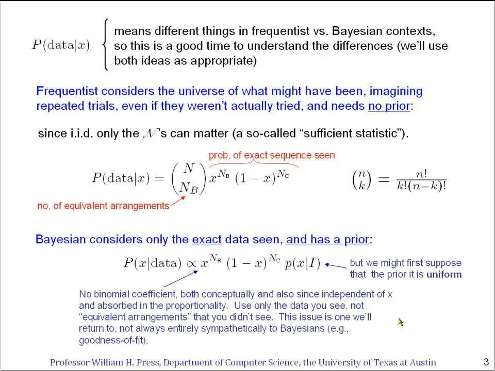We're going to return to this issue because if it sounds a little bit dodgy, well, it is in some contexts. We're not always going to be Bayesians. When we get to the topic of goodness of fit, we'll see what a problem that is for Bayesians and how easy it is for frequentists to think about.